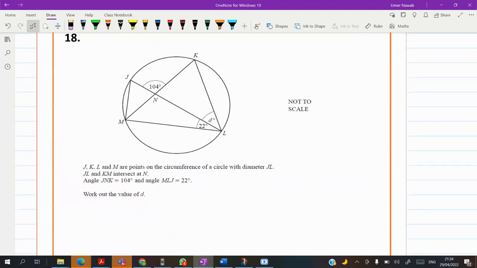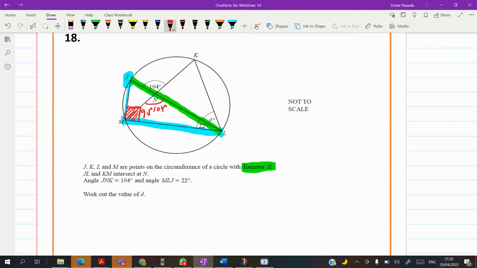Next, question number 18. Guys, I will do this question directly. Did he mention anything interesting? Yes, diameter JL. Did he join the endpoints of the diameter anywhere? He joined it at M. So it means the 90 degrees is happening over here. This is 90 degrees, boys. Now, he said this is 104. So this is also 104.